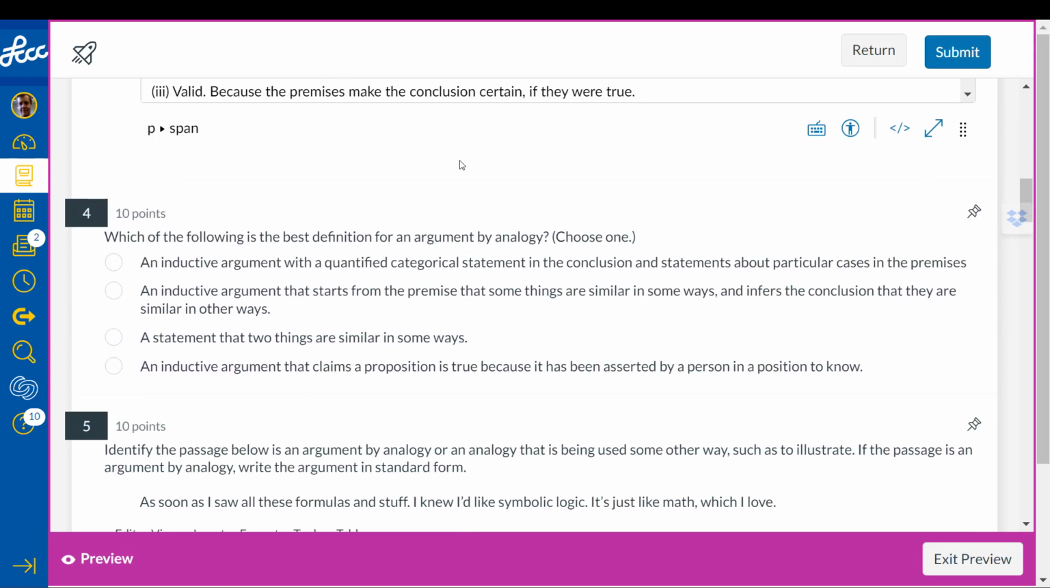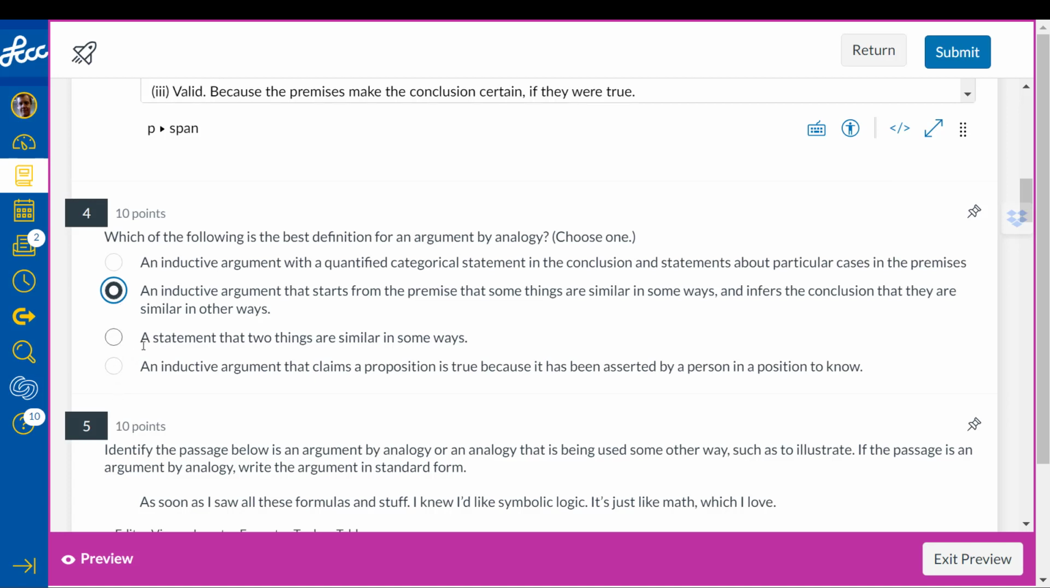So which of the following is the best definition for an argument by analogy? It's an inductive argument with a quantified categorical statement in the conclusion and statements about particular cases in the premises. Now, remember when we were talking about quantified categorical statements, those were generalizations and instantiation syllogism. An inductive argument that starts from the premise that things are similar in some ways and infers the conclusion that they are similar in other ways. That is the correct answer.